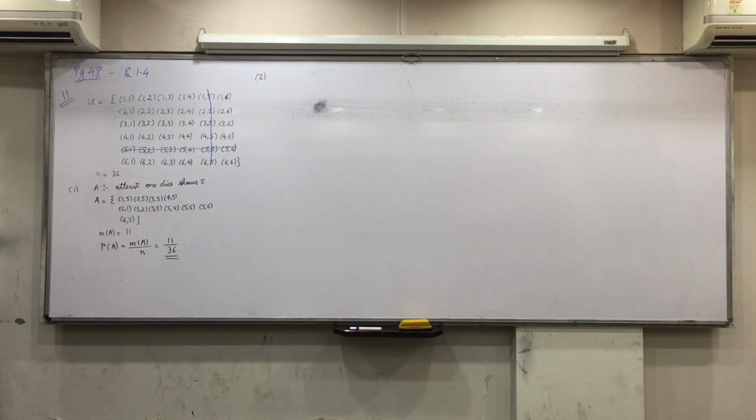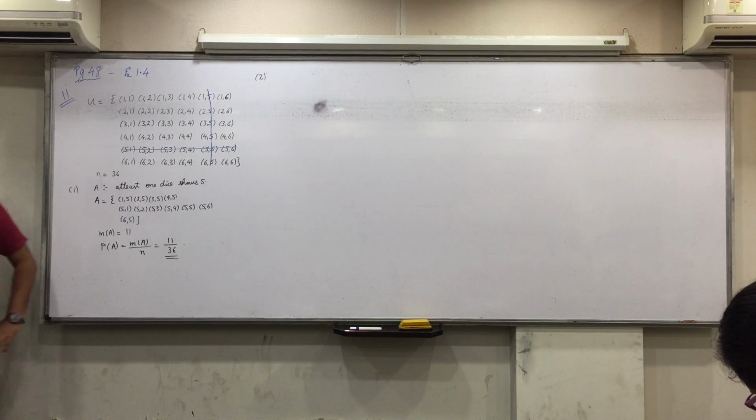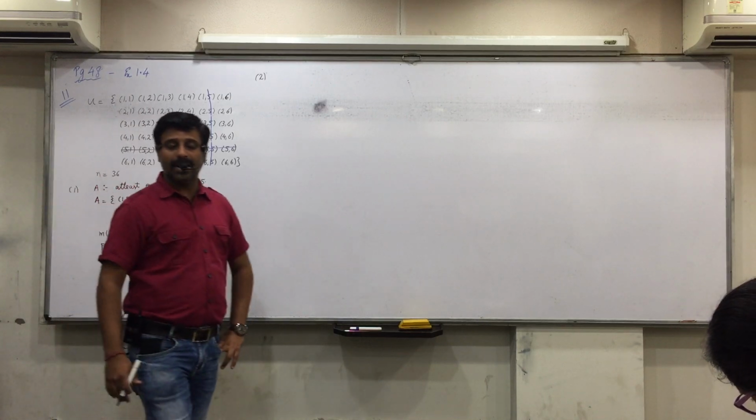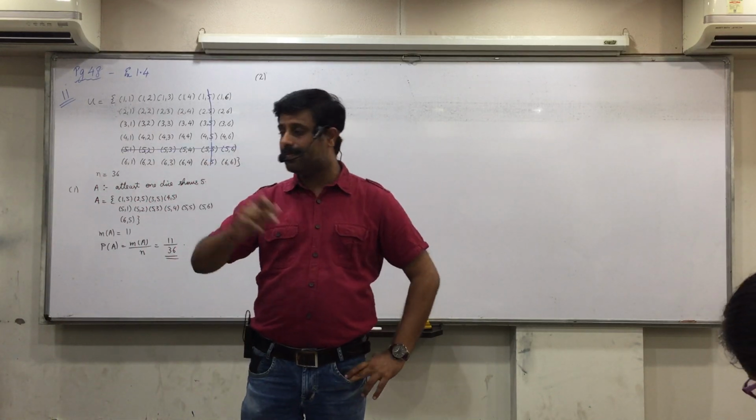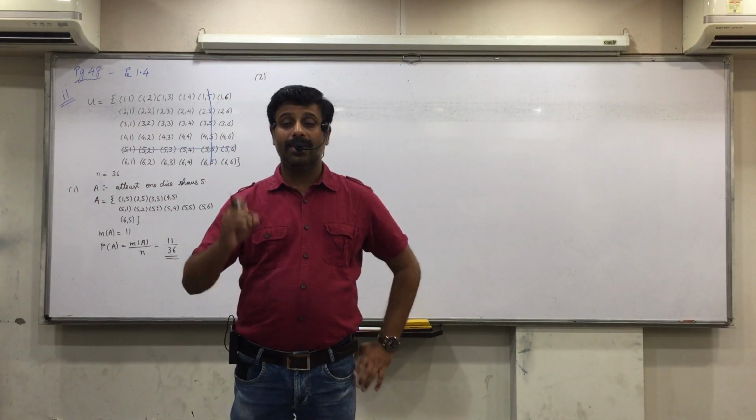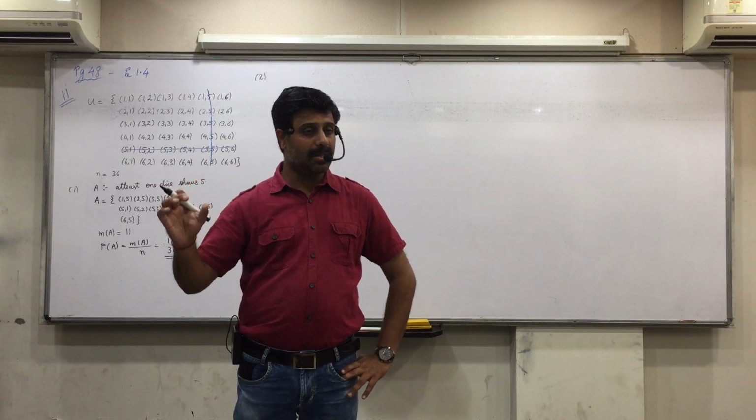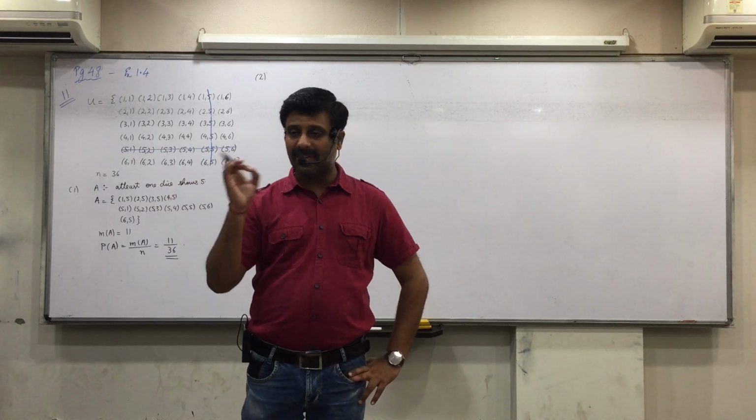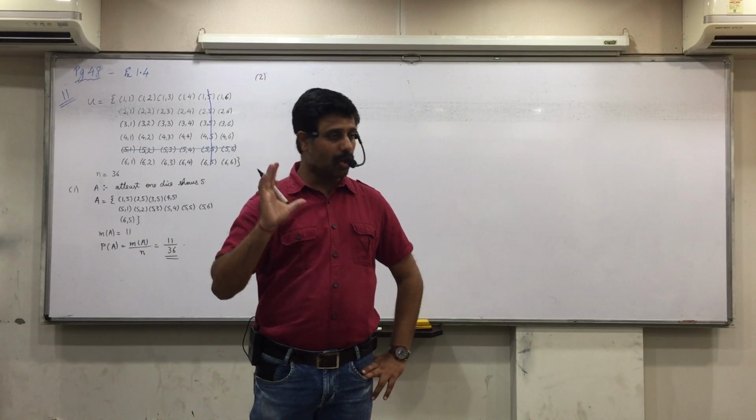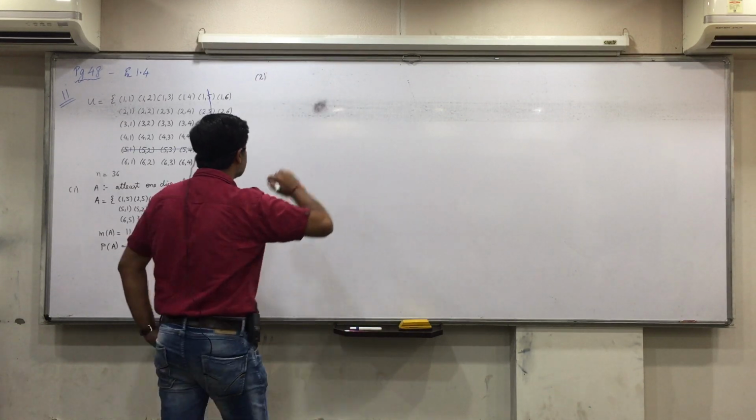And, like AND, what will we mark AND as? Intersection. Mark it as intersection. And the other dice shows an even number. Mark it as C. What do we have to find here? B intersection C. First we'll find B, first we'll find C, and then the intersection, the common of the two. So first let us define the two events.